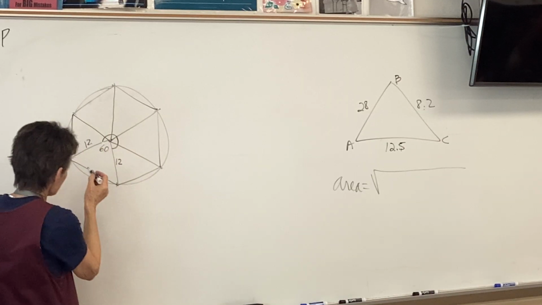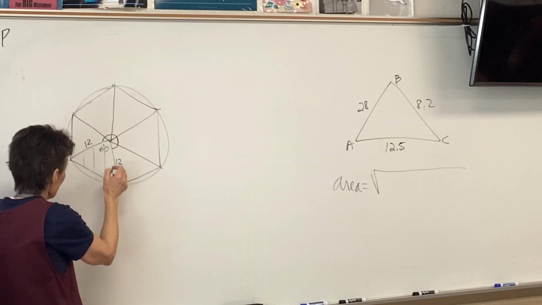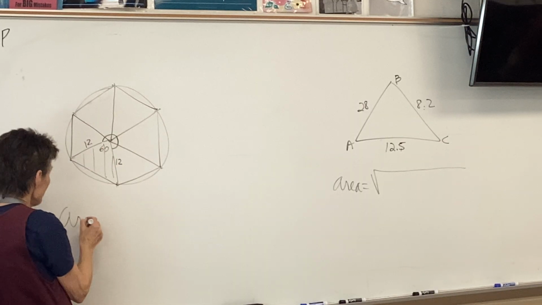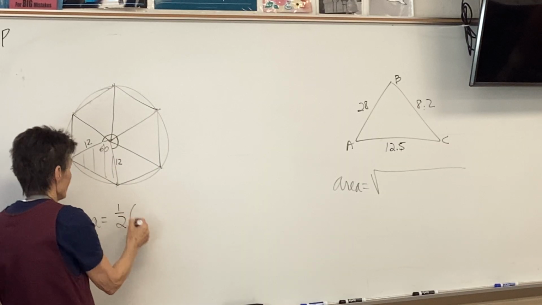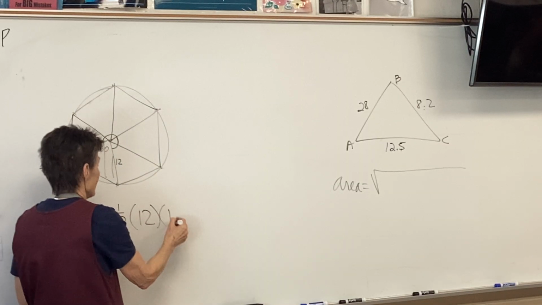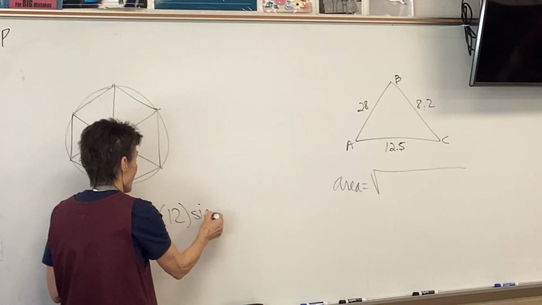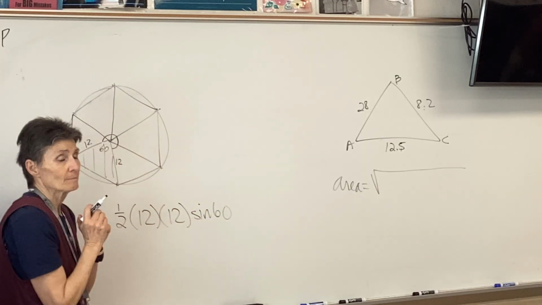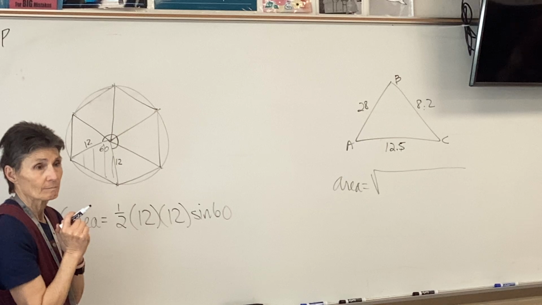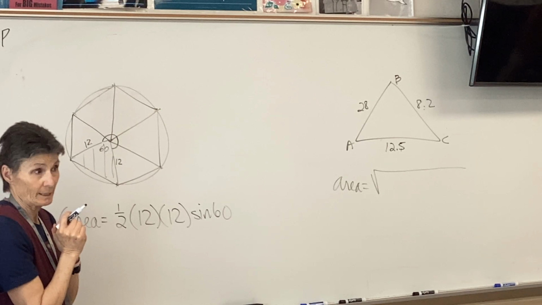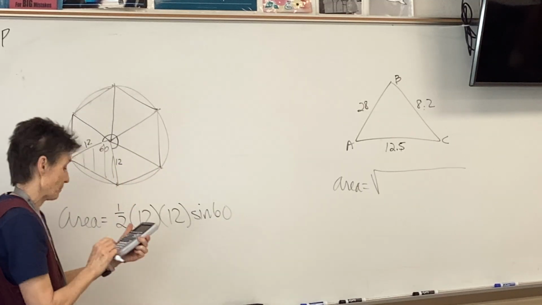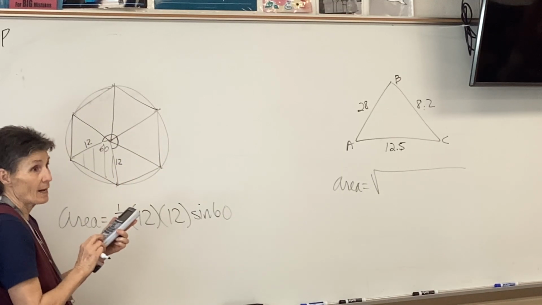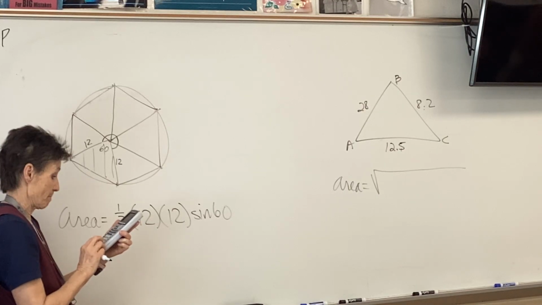So if I look at this little triangle right here, can I find the area of it? Technically, you could. Side, side, sine of included angle. Right, my little area formula. And then once I get that, I'll just multiply it by 6.